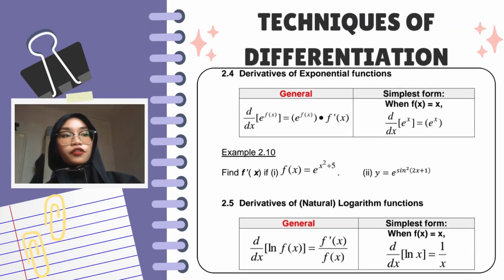Next, derivative of exponential function. In general, d/dx of e^f(x) equals e^f(x) multiplied by f'(x). For the simplest form, when f(x) equals x, d/dx of e^x would be e^x. Then, for the derivative of logarithm function, in general, d/dx of ln f(x) equals f'(x) over f(x). But for the simplest form, when f(x) equals x, d/dx of ln x equals 1 over x.